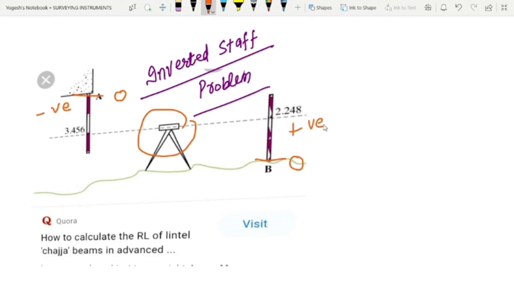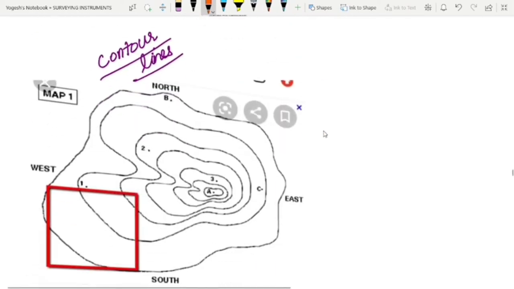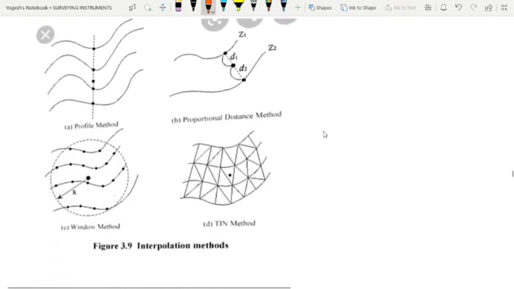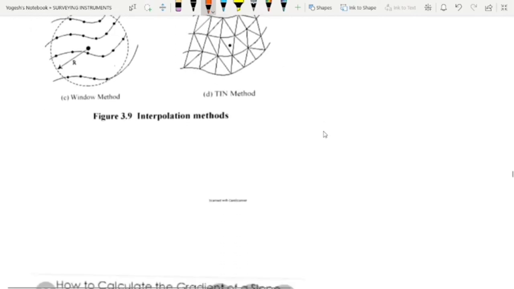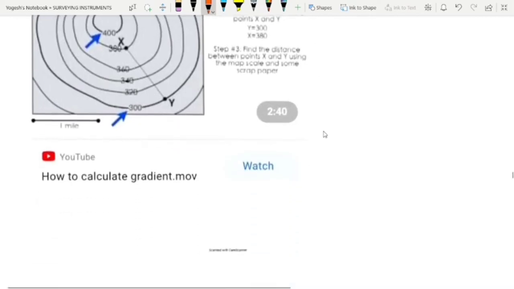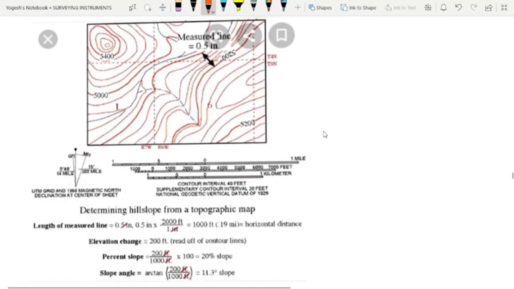Please be careful. These are the contour lines which we had discussed in our contour survey chapter. Different uses of profile method. These are the different methods of contour interpolation. This is the gradient of contour, which we had discussed in our contour survey chapter. Contour lines, various contour lines.